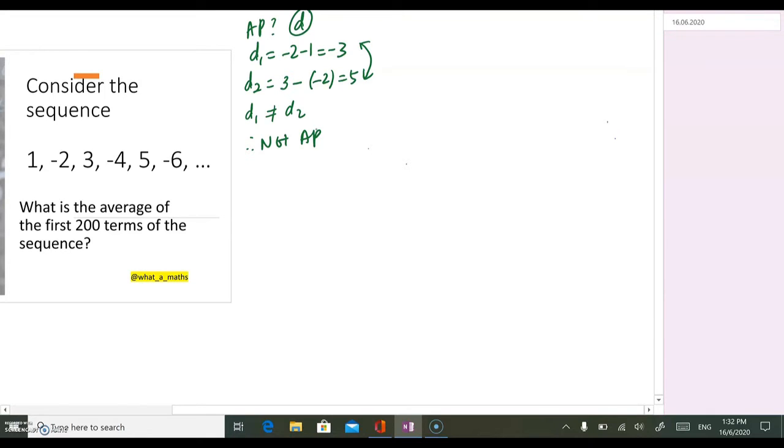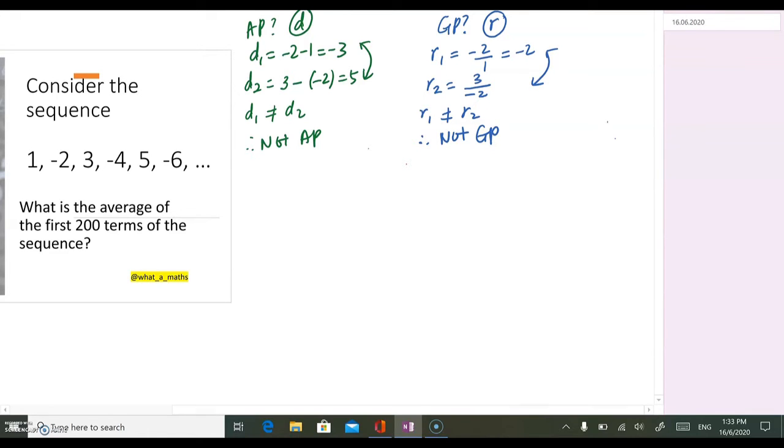If this is not an AP, I will now check if this is a GP. For a GP, I work with the ratio. So R1 is equal to -2 over 1, which is -2. R2 equals 3 over -2. These two ratios are also not the same, so it is also not a GP.